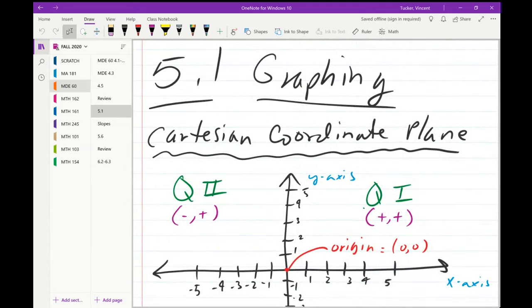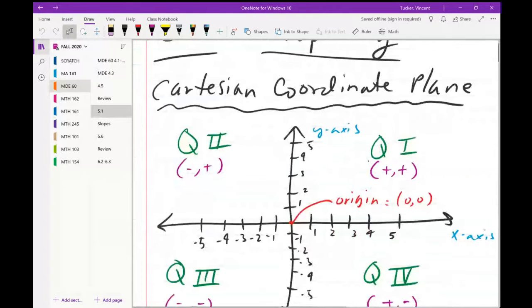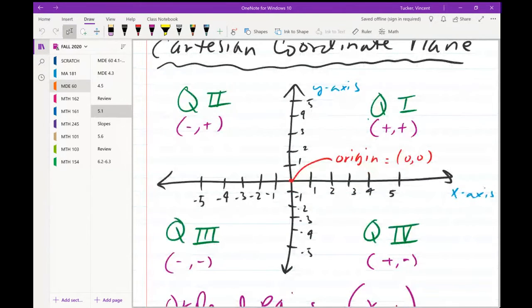So the rectangular coordinate system, or Cartesian coordinate plane, is made up of two axes, your horizontal axis and your vertical axis. Where they intersect is your origin. Coordinates of your origin is 0, 0. Everything to the right of your origin is positive. Everything to the left of your origin is negative. Everything above your origin is positive. Everything below your origin is negative.